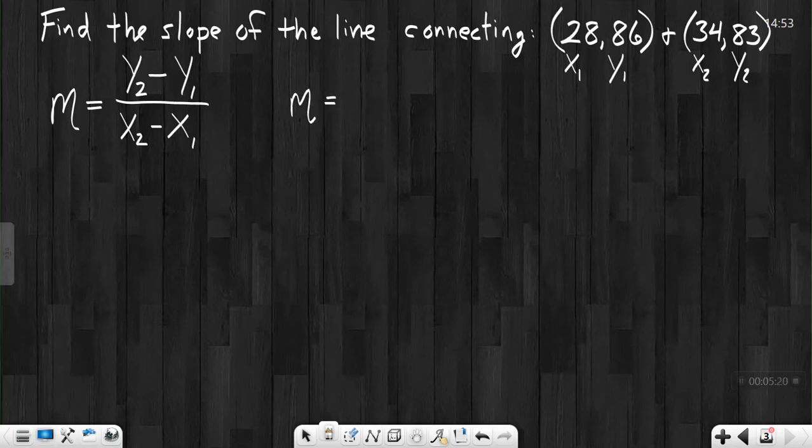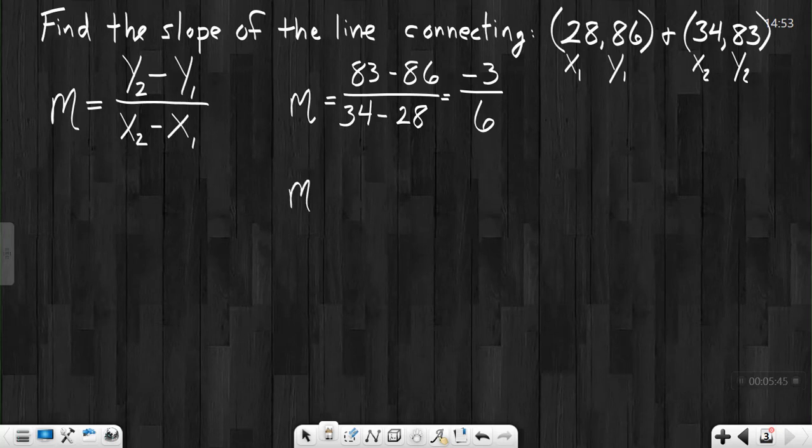M equals y2, which is 83, minus y1, which is 86, over x2, which is 34, just plug in these pieces in, minus, always minus there, my x1 value, which is 28. And if I go ahead and do that, I can do 83 minus 86, which is negative 3, over top of 34 minus 28, which I find out to be 6. And I can see that m equals negative 3 divided by 6, or negative 3 over 6, reduces to negative 1/2. That would be my slope of this line.